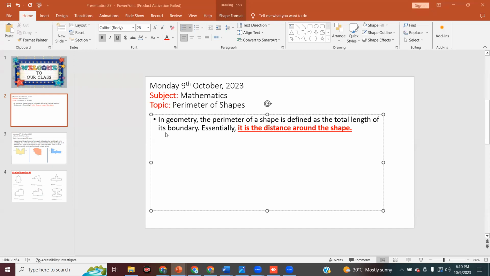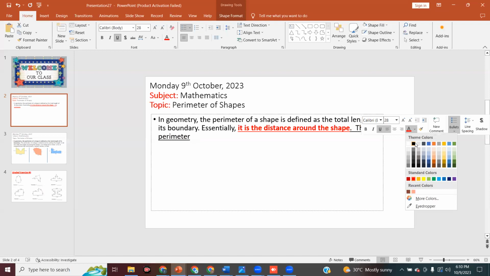Okay, so let's continue. So the perimeter. Make sure if you're not speaking to turn off your mic. Again, make sure if you're not speaking to turn off your mic, please. So the perimeter, let me move this and put it in black.